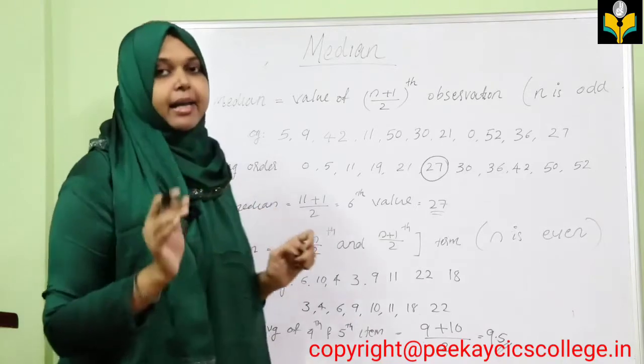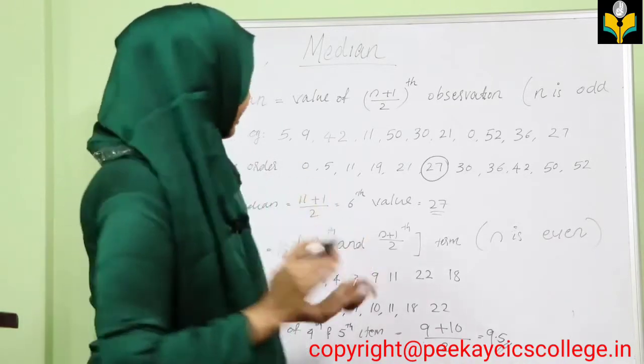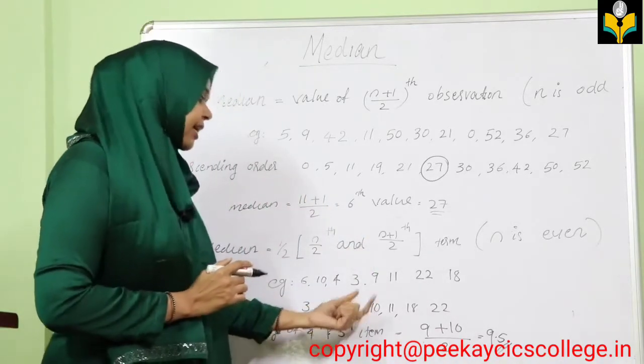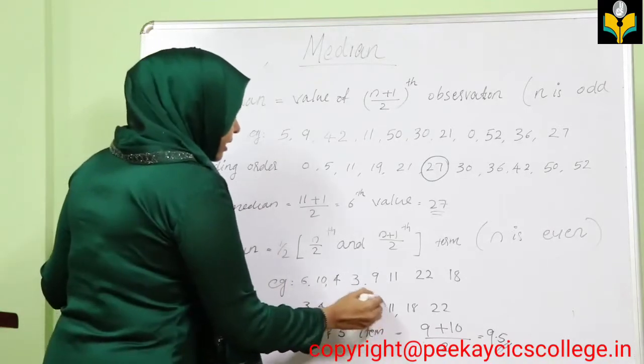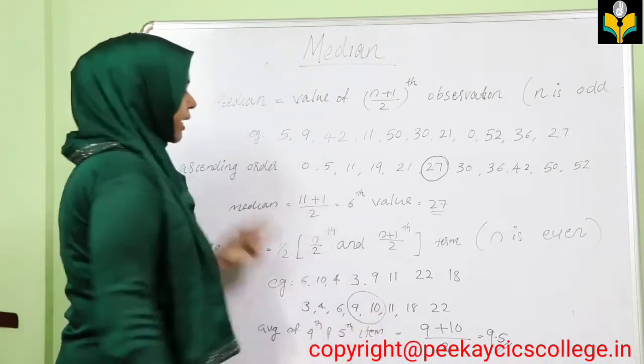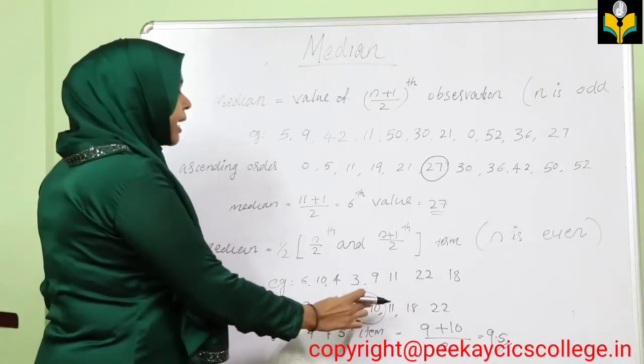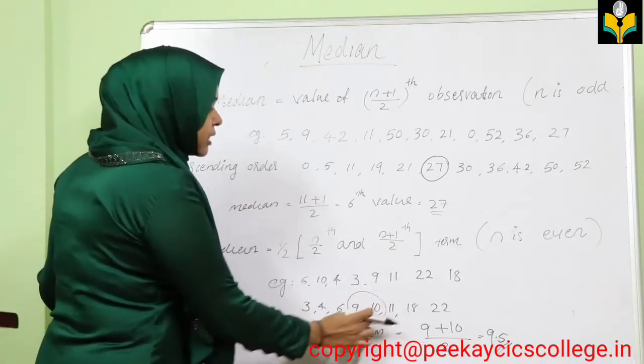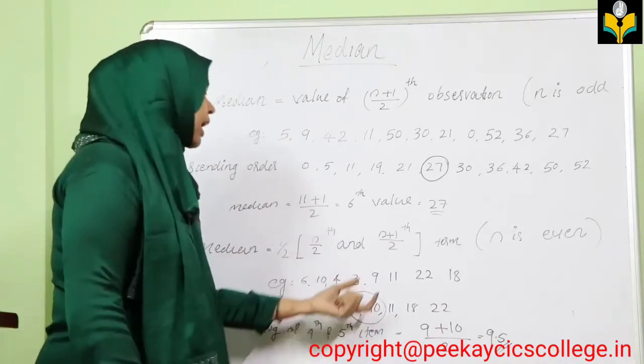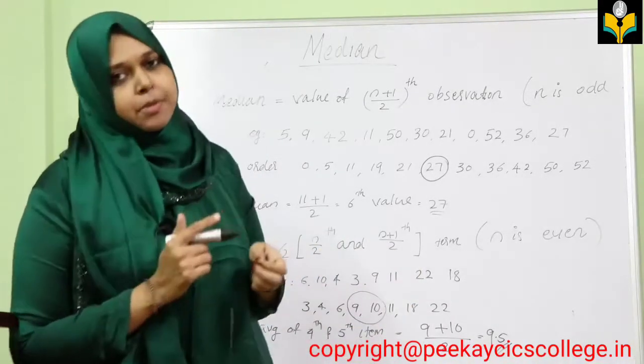First you have to arrange the data in ascending order. I have arranged the data in ascending order. Then these two terms will become the midpoints of this data. So you have to find the arithmetic mean of these two observations. Then you will get the median of this data.